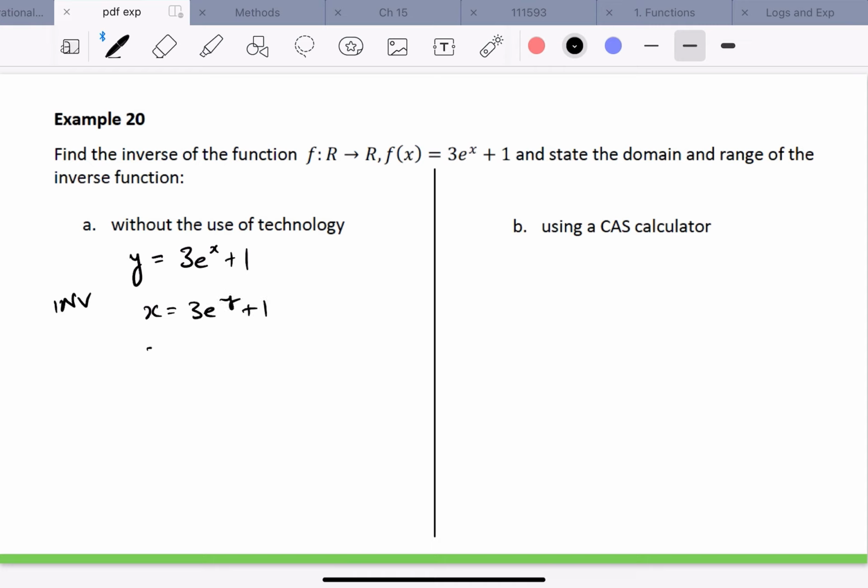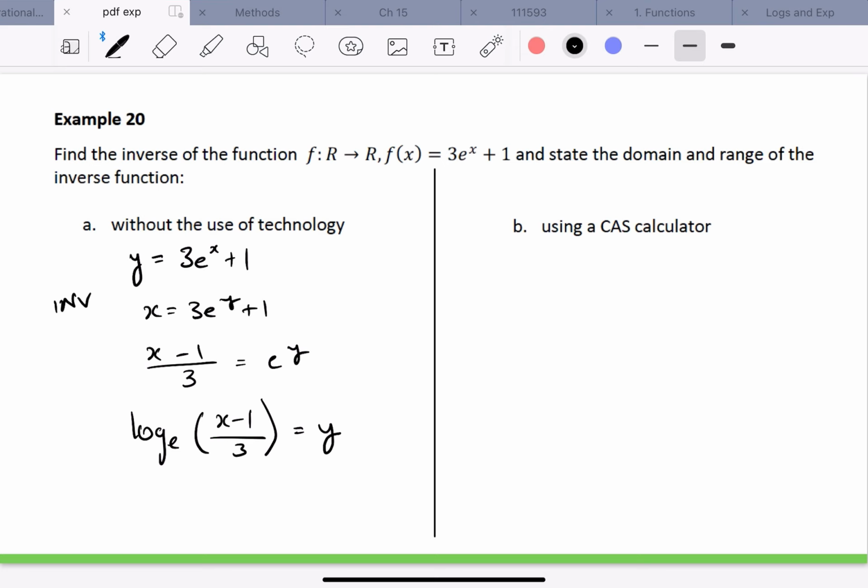Now I want to get y by itself, so I'm going to take the 1 over and then divide by 3. So that'll be e to the power of y. And then the way to get the e to the other side is to take the log_e of both sides, which cancels out that e. So we'll get log_e of (x minus 1) on 3 is equal to y.